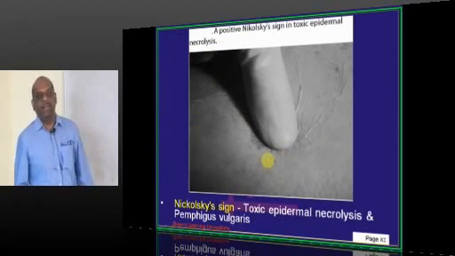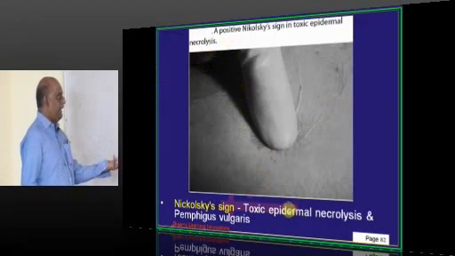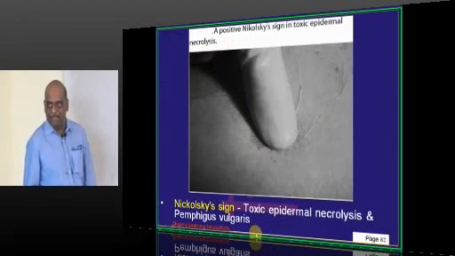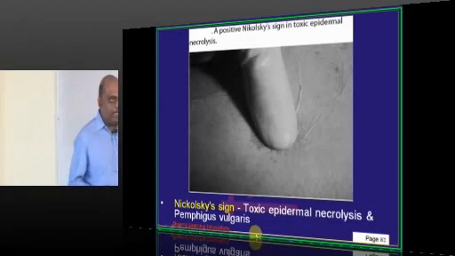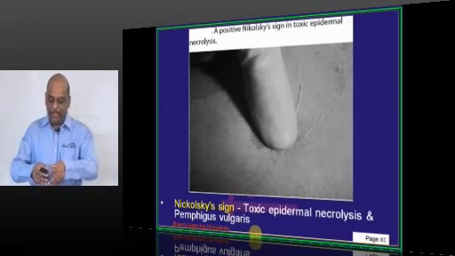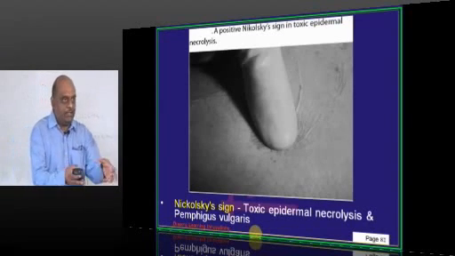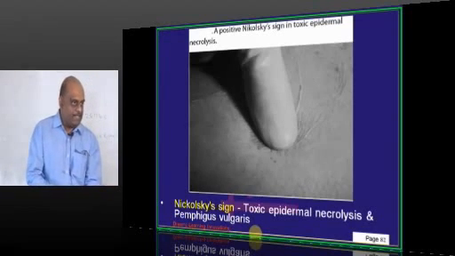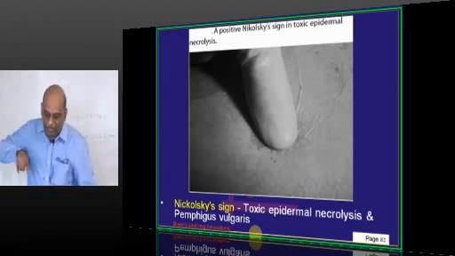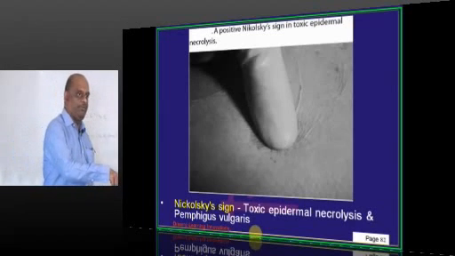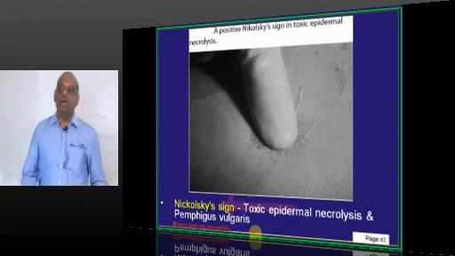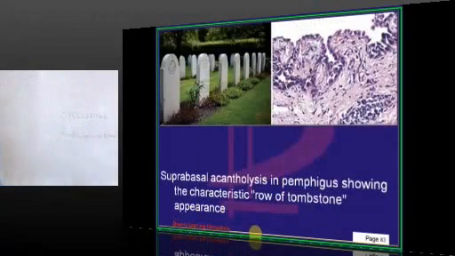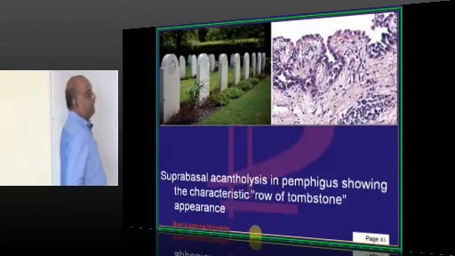You find it in conditions like toxic epidermal necrolysis, pemphigus vulgaris, wherever there is an acantholysis, where the adhesion of one cell to the other cell is lost in the layers underneath the epidermis. Then if you apply lateral pressure, it will peel off. What is that called? Nikolsky sign is what you need to remember.